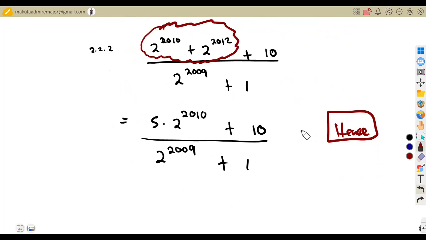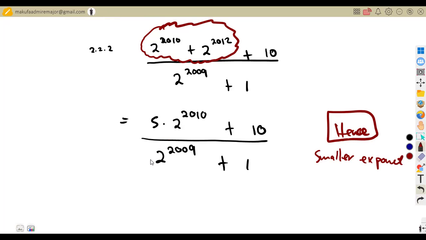Okay, if we check now, we can see that we've got here a 2 to the exponent of 2010, and we've got a 2 to the exponent of 2009. In cases like this, where you are simplifying, this time you're not given the answer to prove. So how do you simplify these questions? You target the one that has the smaller exponent, 2 to the exponent of 2009.